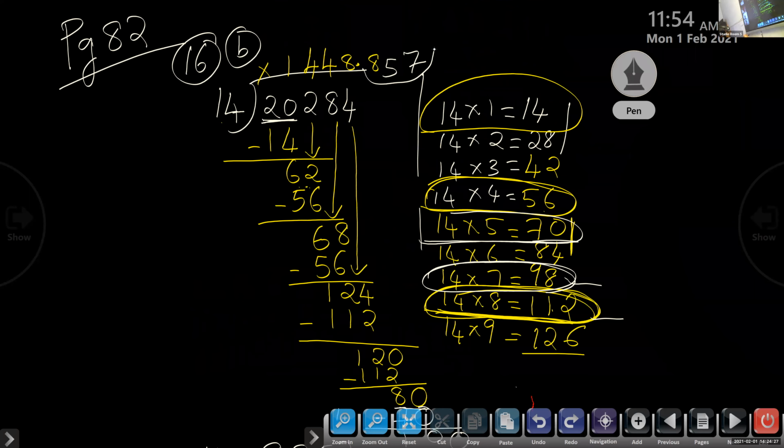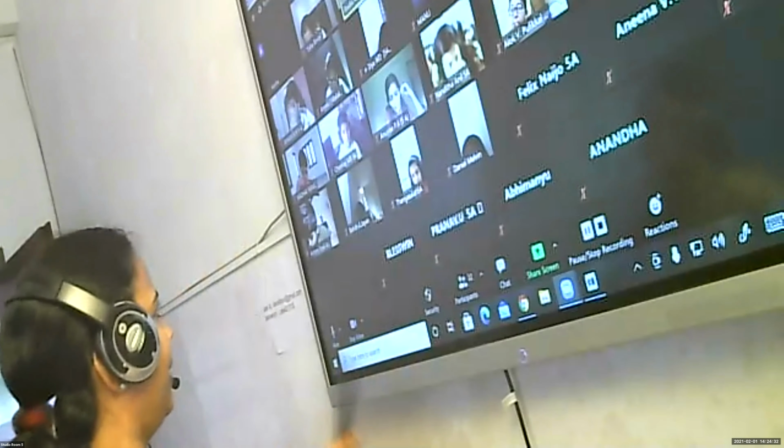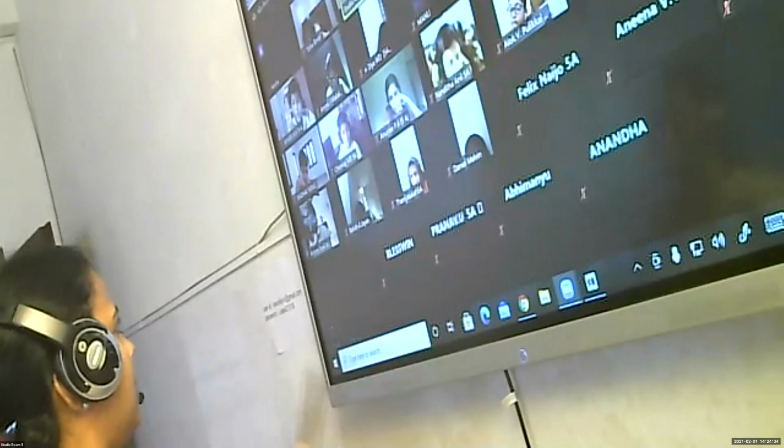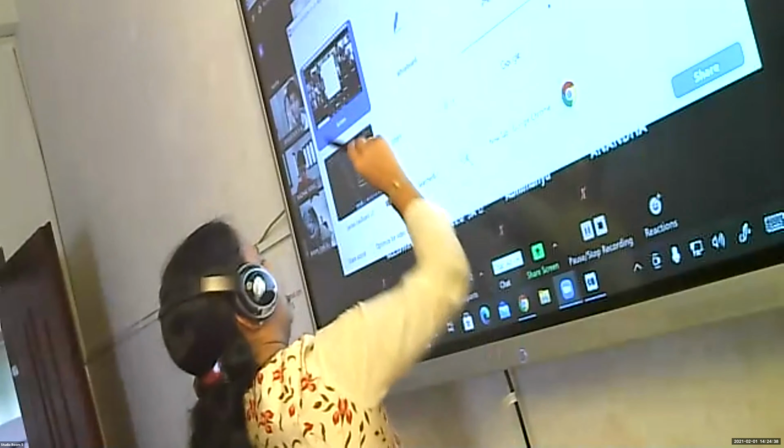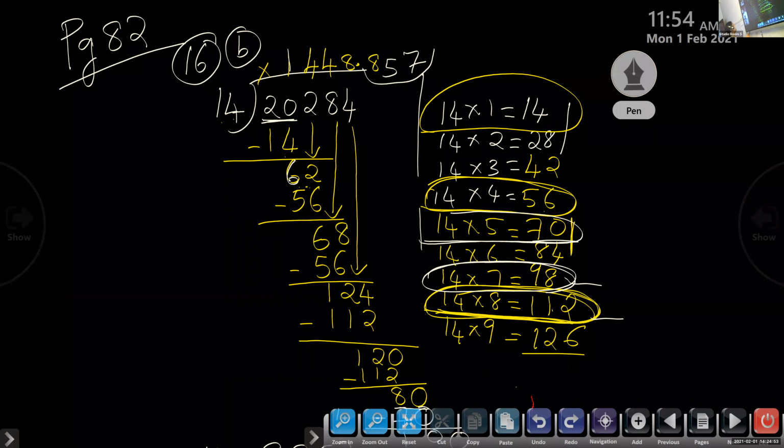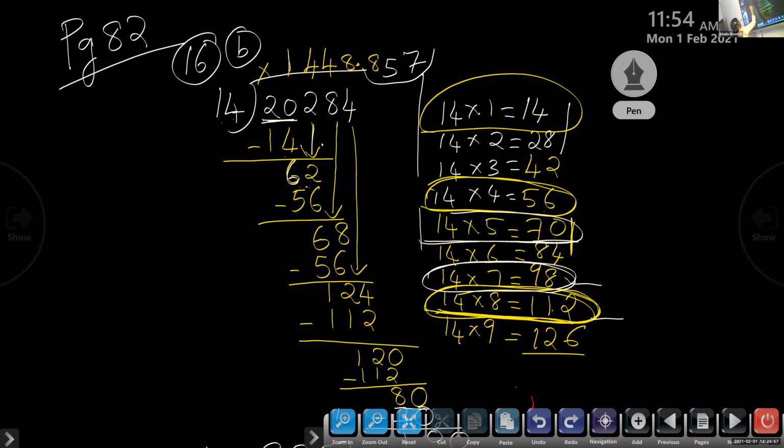So again, once again, I will revise, children. The same question, we will revise it again. All of you please listen and we are going to revise this again. And I will give you one more question to do in the rough book. So children here, 1 into 14, 14. Then we will subtract. So that is 6 is the remainder. Then bring down 2, 62.